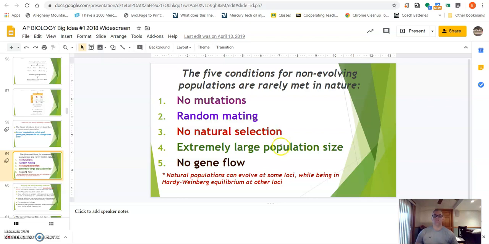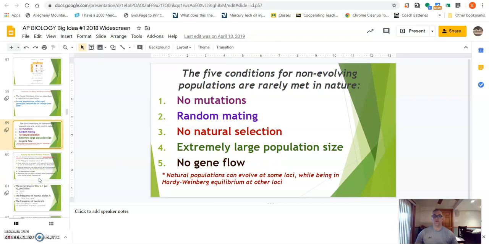It has to be a really big population. If you read some of the writing, they say infinitely large, which is really big. So the bigger the population, the closer to accuracy we'll get. And then number 5 is you can't have any gene flow, which means that individuals are not going to be able to enter into a population or leave the population.